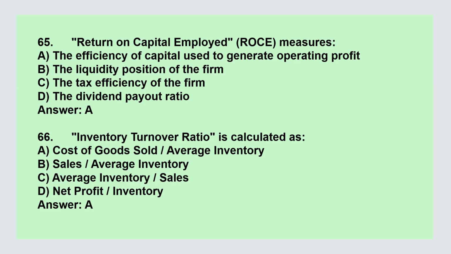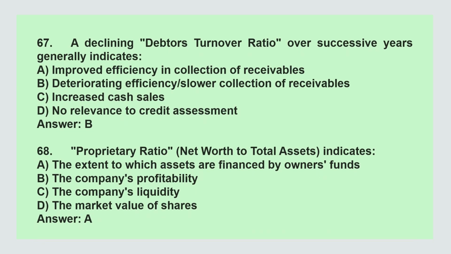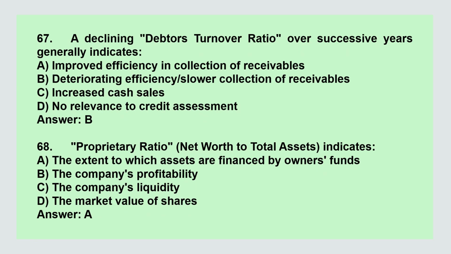Return on capital employed measures answer A, the efficiency of capital used to generate operating profit. Inventory turnover ratio is calculated as answer A, cost of goods sold divided by average inventory. Declining debtors turnover ratio over successive years generally indicates answer B, deteriorating efficiency by slower collection of receivables. Proprietary ratio, net worth to total assets, indicates answer A, the extent to which assets are financed by owners' funds.